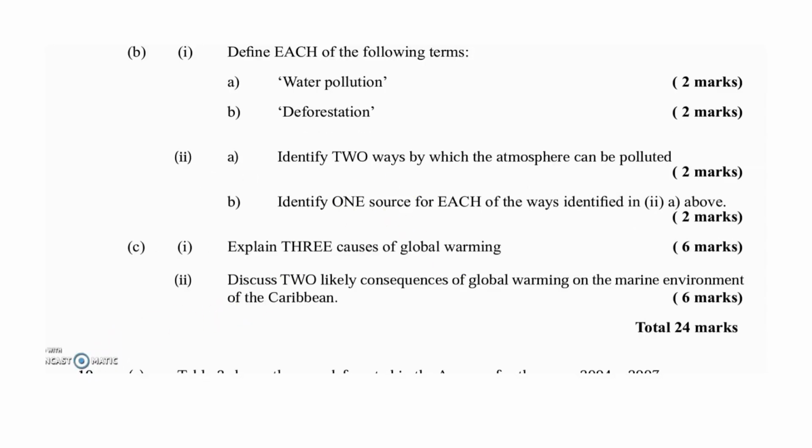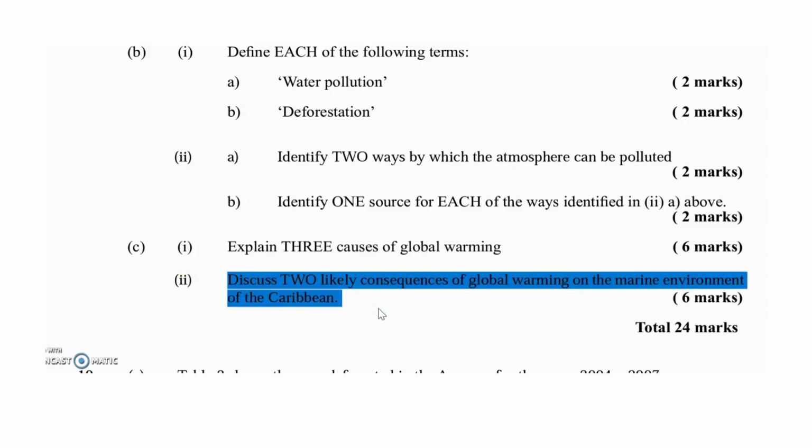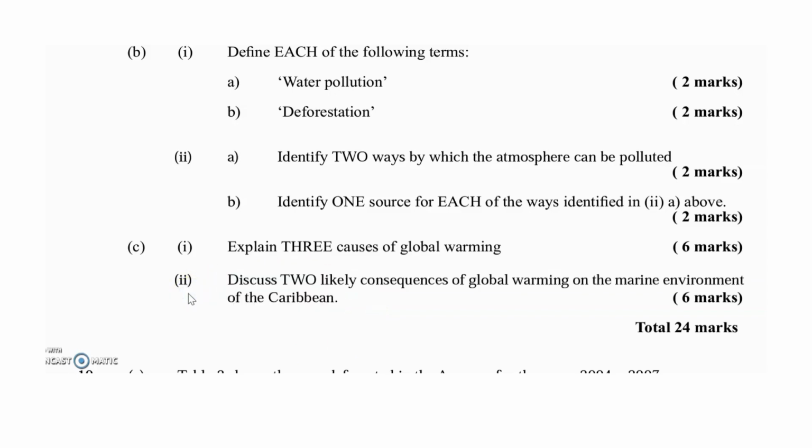Now, with respect to the second part of the question, discuss 2 likely consequences of global warming on the marine environment. Now, folks, when we talk about global warming, we should bear in mind that there would be a warmer sea surface temperature. The first point is that warmer sea surface temperatures would increase the degree to which coral degradation is occurring. So it would promote coral degradation, and as a result, the corals themselves will be subjected to bleaching. And as a result, there can be a subsequent decline in the marine biodiversity.